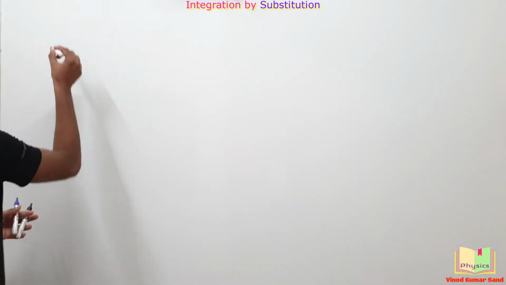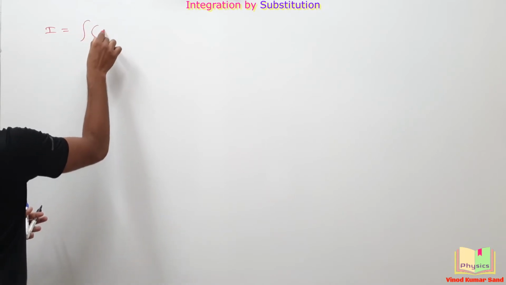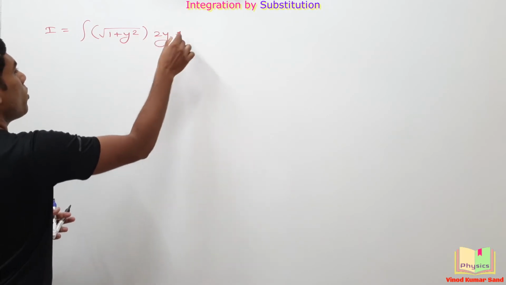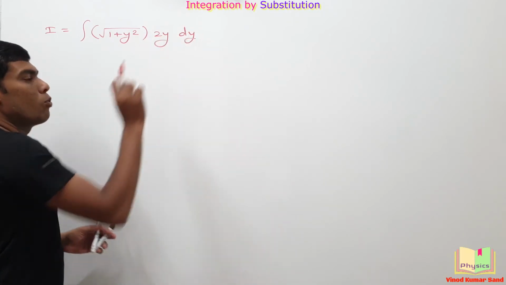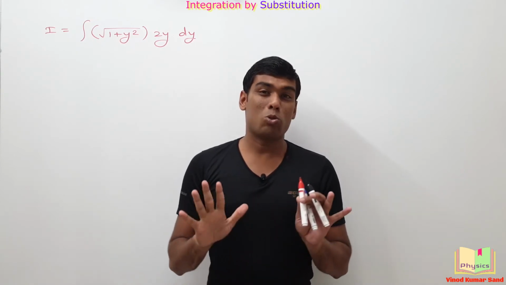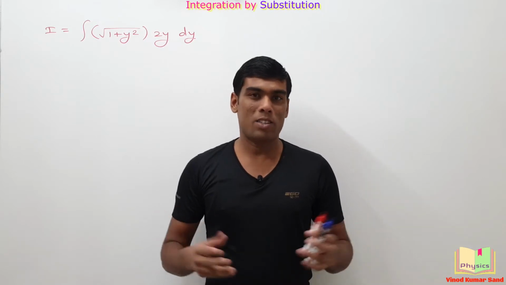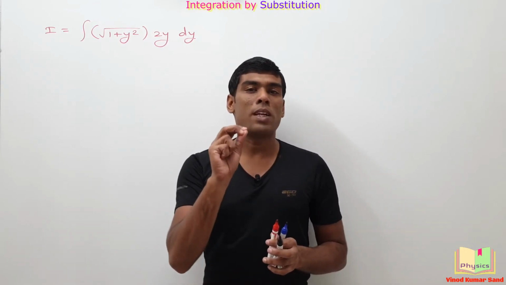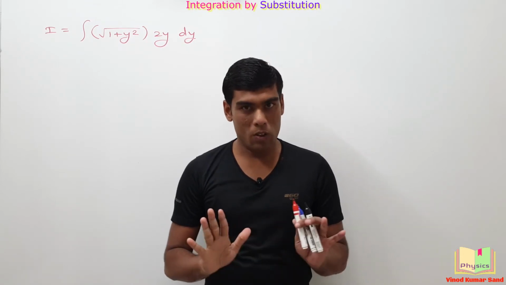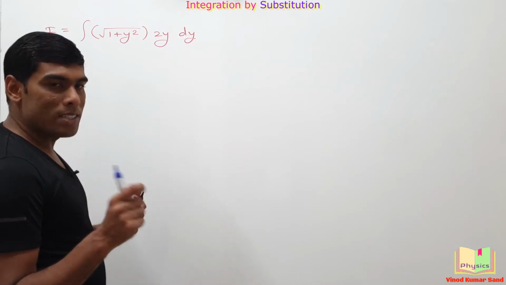Suppose someone asks you the integration of root of 1 plus y square times 2y with respect to the variable y. Now look at this question carefully. Do you see any application of a direct formula? It's not visible. It means it will be done with integration by substitution. For substitution, we should choose the data wisely.